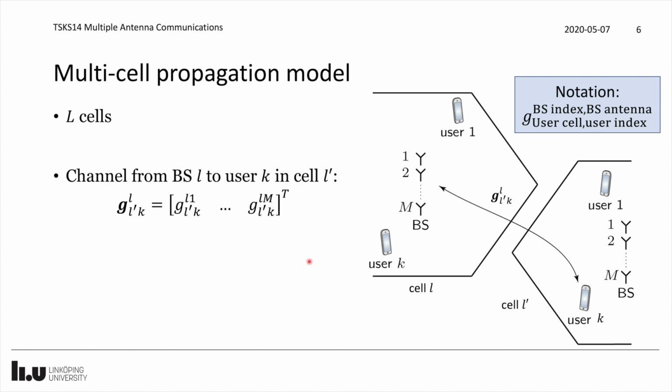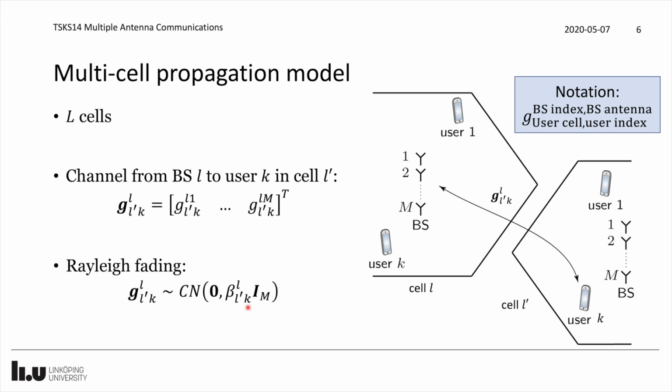We can then create a lot of different channel vectors like this between every base station and every user in another cell. There are K users in every cell, and we have L cells in total, so L times K users in total. We will use the IID Rayleigh fading model again. So the channel vector that we were describing here is going to be complex Gaussian distributed. It has zero mean, an identity matrix as its covariance matrix, and the variance for every element is beta, just as before, but we have L prime, K as the super- and subscripts here.